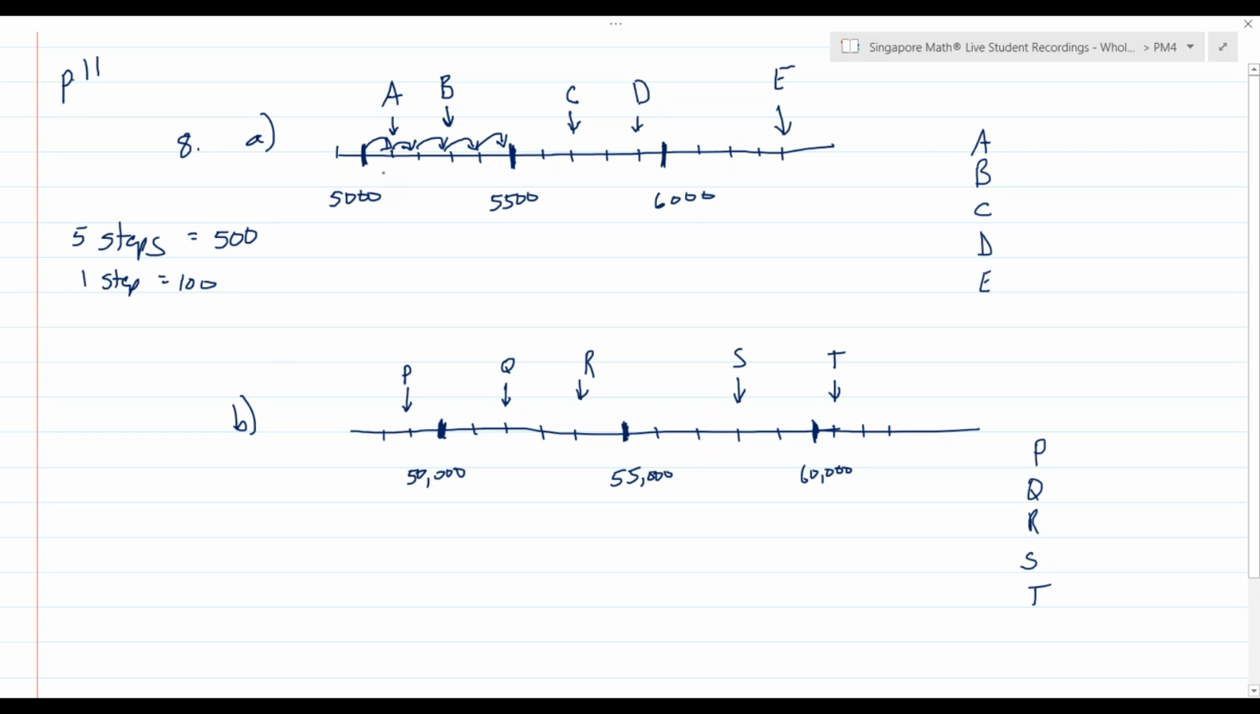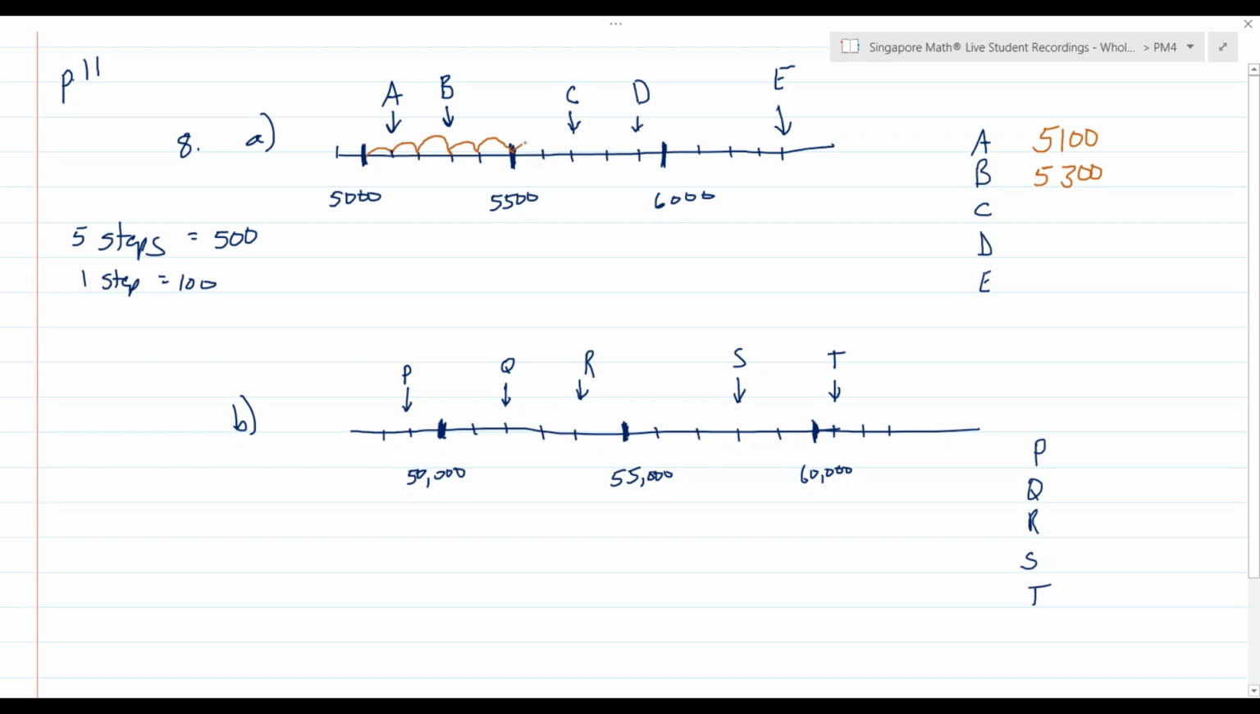So if this first one is 5,000, and then I have one step up for letter A, what that tells me is that A is going to be the number 5,100. And then if that's 5,100, there's 200, there's 300. The letter B is 5,300. And of course, 5,400, 5,500, that works. We can tell for sure that each step is exactly 100 from the last number.